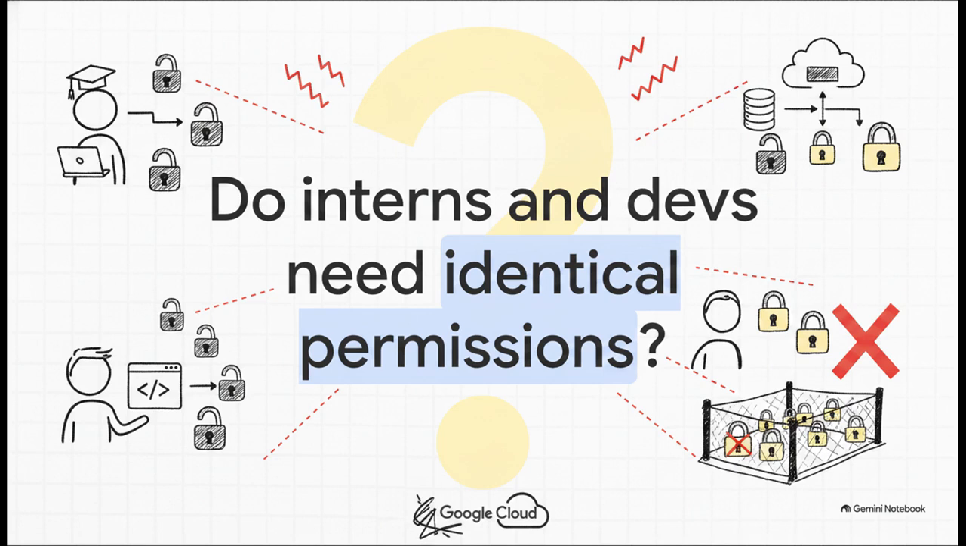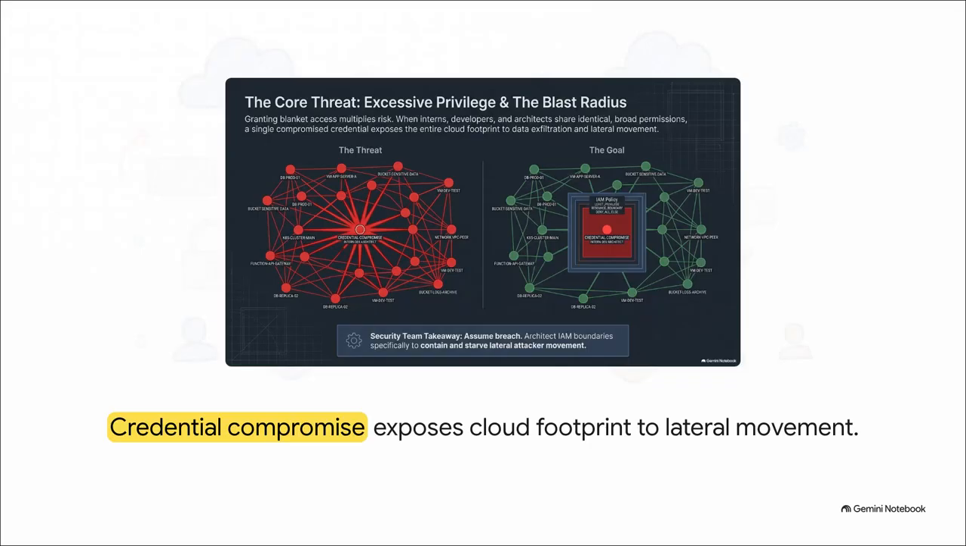Yet, in so many environments, this kind of blanket access is just unintentionally handed out, and it exponentially multiplies your risk overnight. When everyone shares identical, really broad permissions, you basically end up with this massive tangled web. In a scenario like that, a single compromised credential, let's say an intern's account gets breached, suddenly exposes your entire cloud footprint. It allows an attacker to just easily hop laterally right over to production databases and sensitive storage buckets. The blast radius is just absolutely catastrophic.